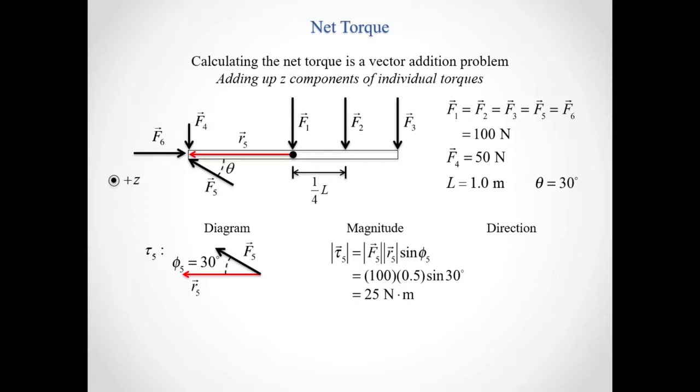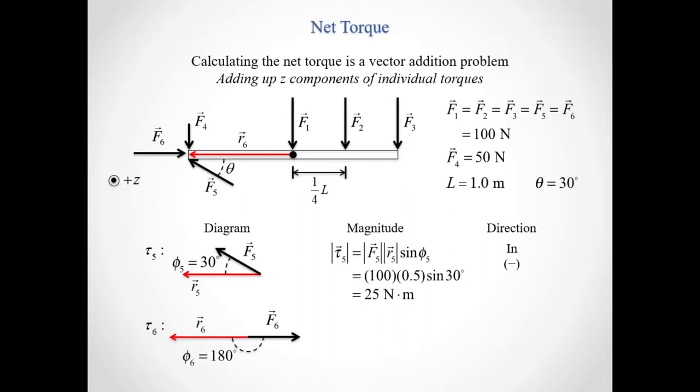So again, the magnitude of the force is 100 newtons, and it acts at the end of the rod, so that position vector has a length of 0.5 meters. Now I want the sine of 30 degrees, and so this is 25 newton meters. Again, using my right-hand rule here, the torque generated by force 5 points into the page again, and so this torque needs a negative sign in terms of its component, given my choice of positive z pointing out.